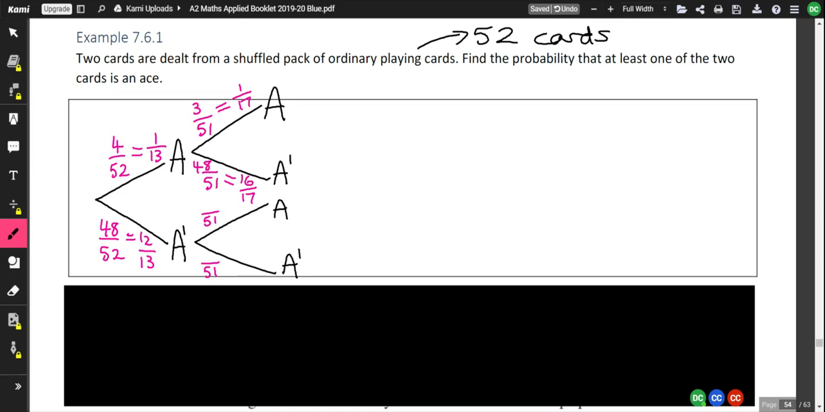So moving down to the lower section now, if we did not get an ace on the first go, then there are still four aces in the pack, but we're down to 51 cards. So the probability of getting an ace on the second pick, given that we didn't get an ace on the first pick, is 4 out of 51, which can't be cancelled down. Likewise, there's 47 cards left that are not an ace. And again, these numbers check that they should add up to 1.